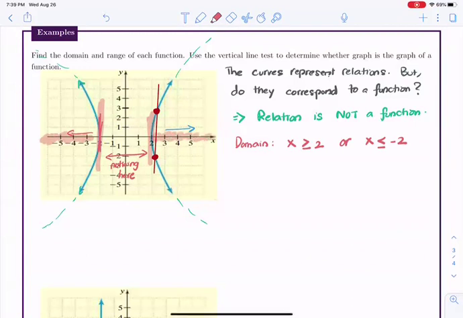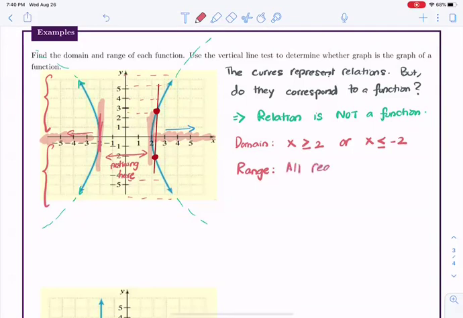The range, on the other hand, is every single number that we can think of. So there is a value there for y, value for y, value for y, and the same here. So all positive y values are included, all negative y values are included, 0 is included for y, so the range would be all real numbers.